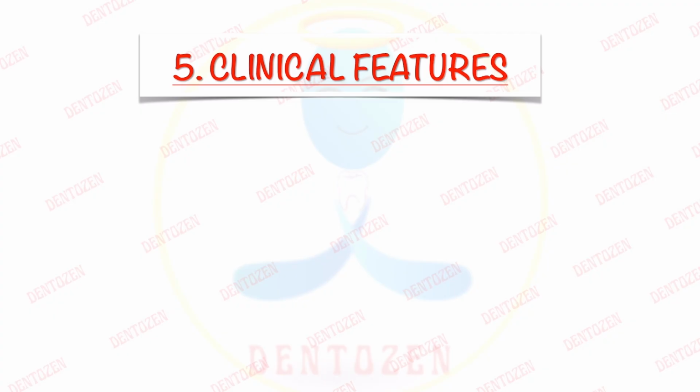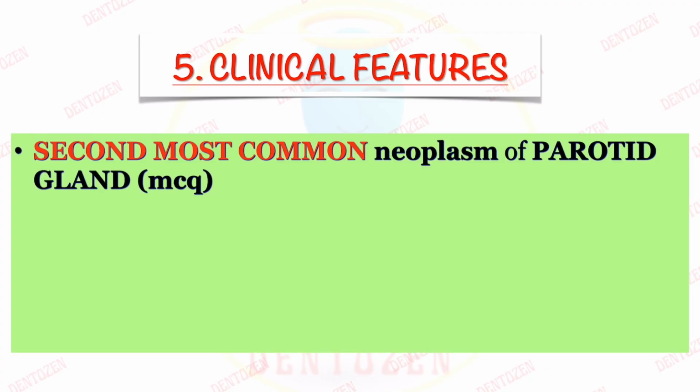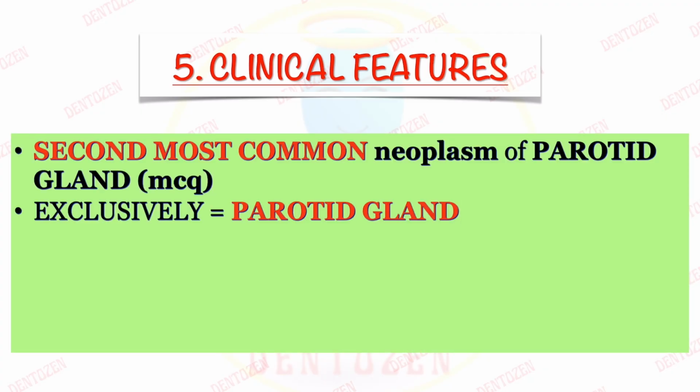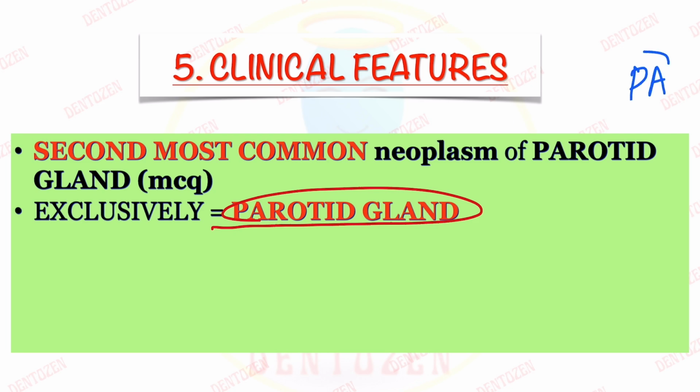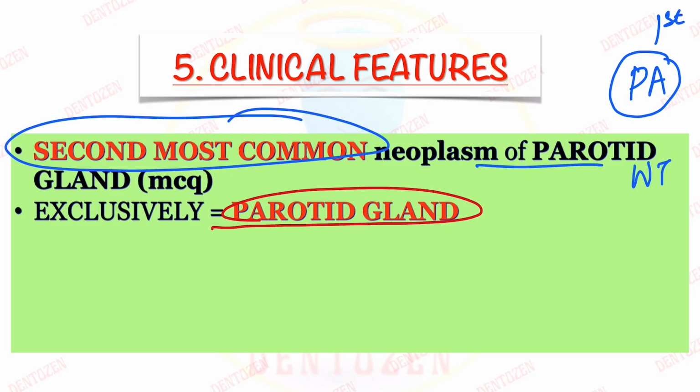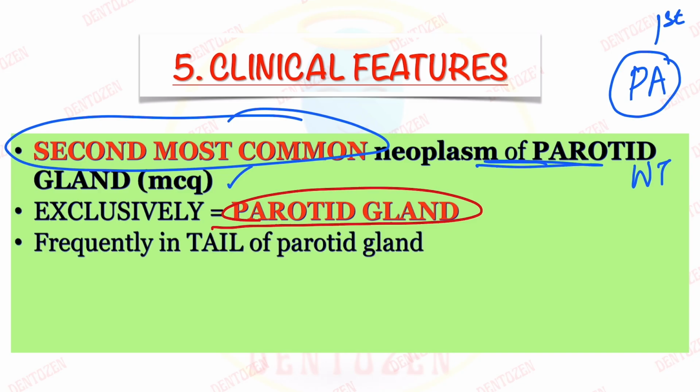What about clinical features? Age, gender, site. Site you already know: it's almost exclusively seen in the parotid gland. What about the tumors? The most common tumor of the parotid gland is pleomorphic adenoma. That is the first most common. Which is the second most common? Warthin's tumor is the second most common neoplasm of the parotid gland. That can be your MCQ. Then where in the parotid gland? In the tail of the parotid gland. So that is about the site.